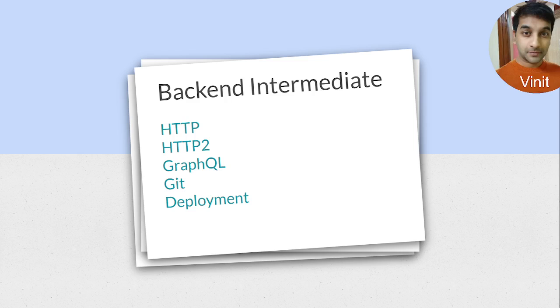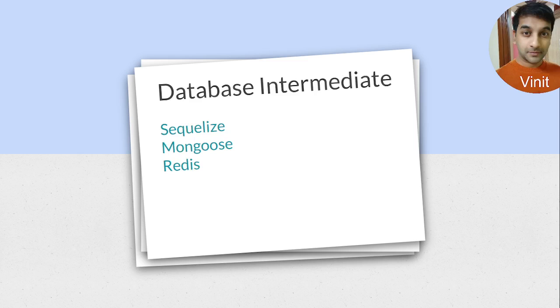Backend intermediate, right? You should know HTTP and HTTP2 protocols. You should know GraphQL, how to implement GraphQL. You should know Git, how to make use of Git for version management of your application between developers, between your team. You should know how to deploy. A basic deployment would also do, but you should know how to deploy your app in such a way that it is available to the world. So this is backend intermediate. You should know database.